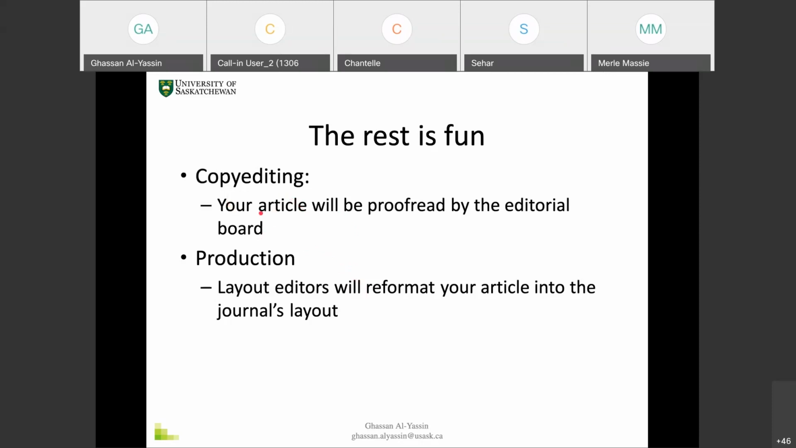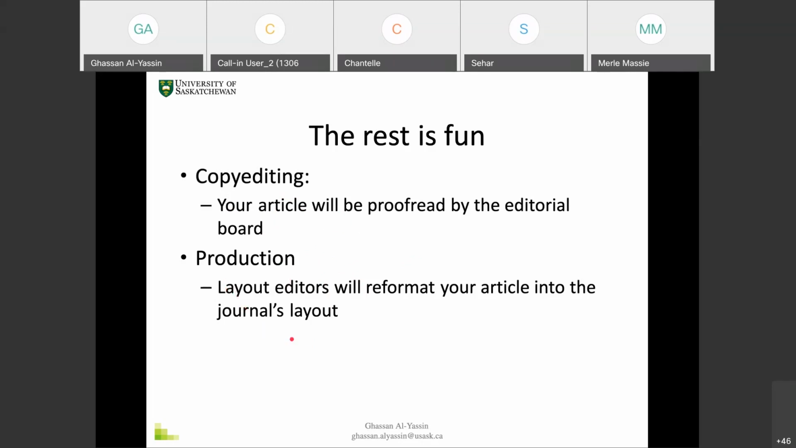What is copy editing? The editor and the editorial board of the journal will carefully read your article and proofread it, make sure the grammar is okay and all that stuff is okay, and the formatting of the figures and all the little details, everything is in good shape. Okay, they do that, you don't have to worry about it. And then something called production.